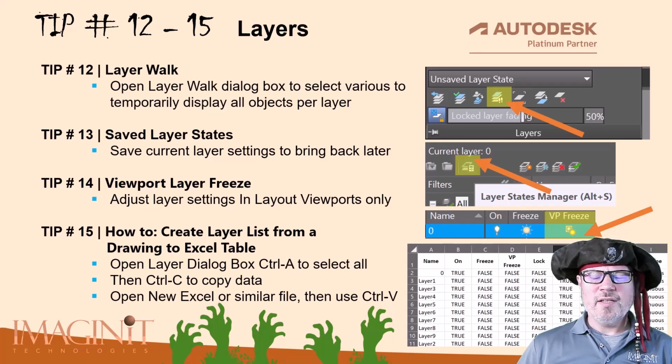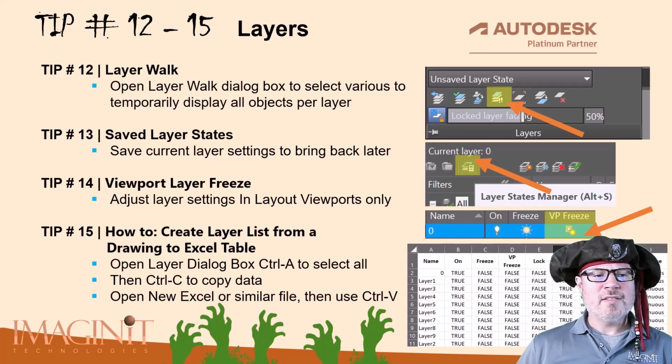Saving layer states allows you to record a position of all of the layers, whether they're on, off, frozen, thawed, locked or unlocked, colors, and so on. And you can save those in different configurations and revert back to those at any time.